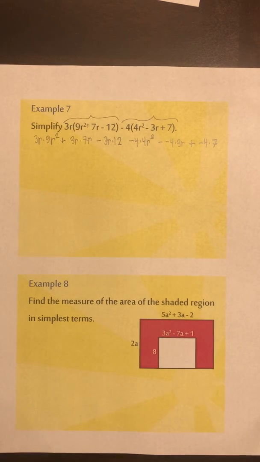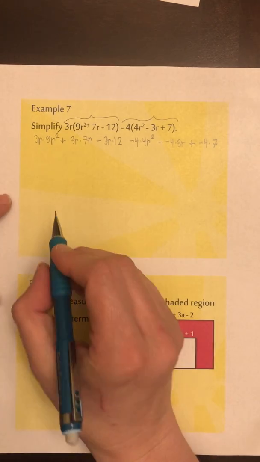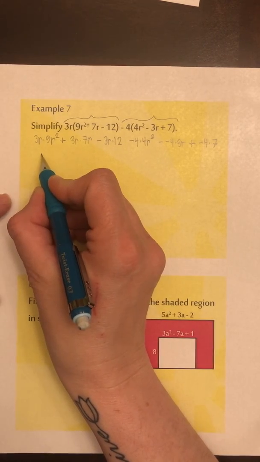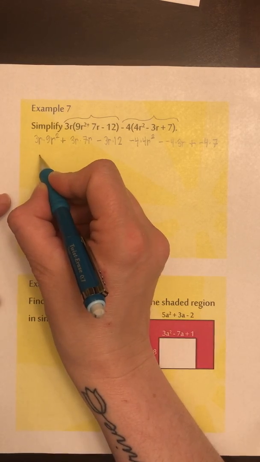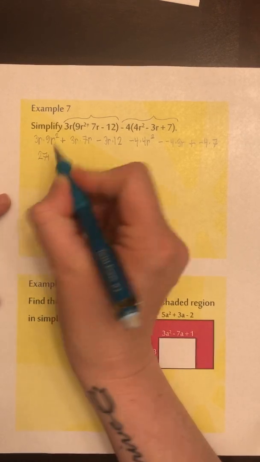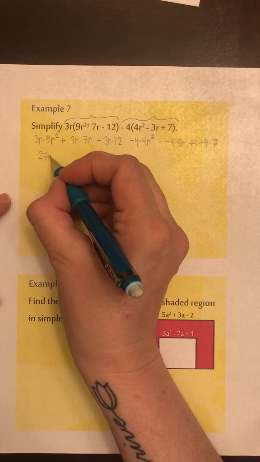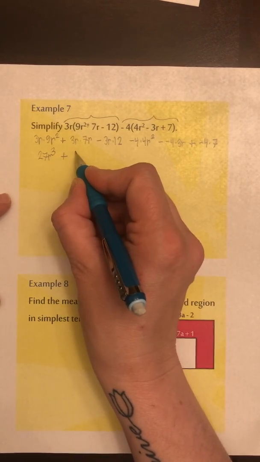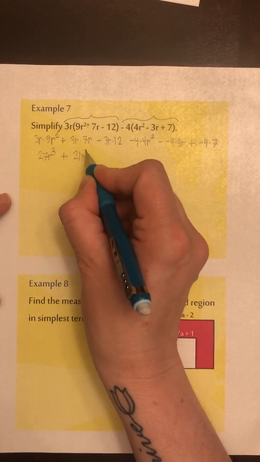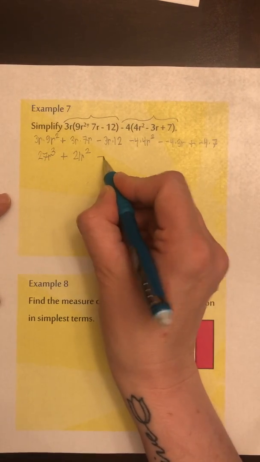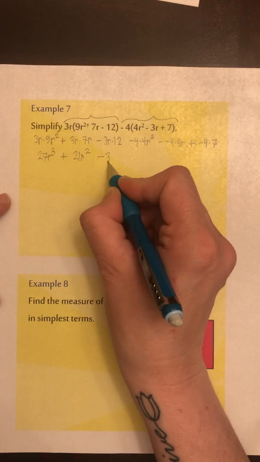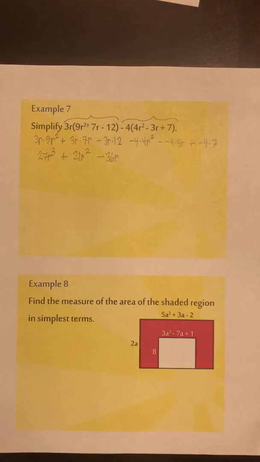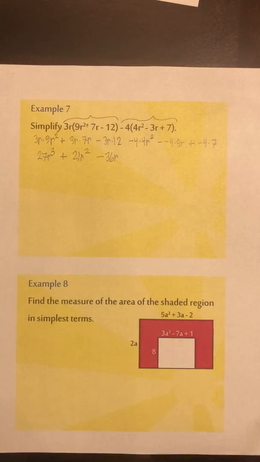If there's a minus sign in front of the number that you need to distribute, then you've got to distribute it as a negative and not as a positive. All right, so now let's see what we've got. 3r times 9r squared is 27r cubed plus 3r times 7r is 21r squared minus 3r times 12, that's 36r. So there's the full distribution of the 3r.